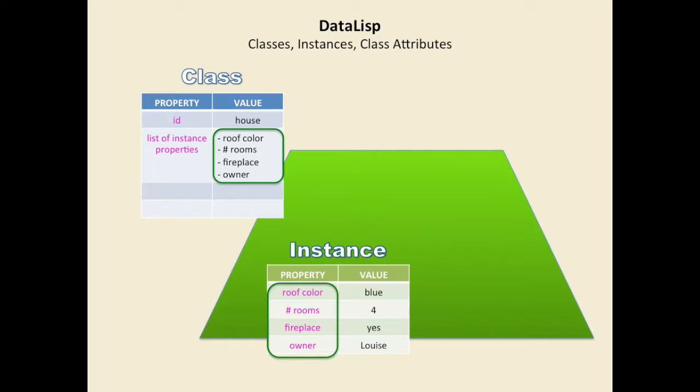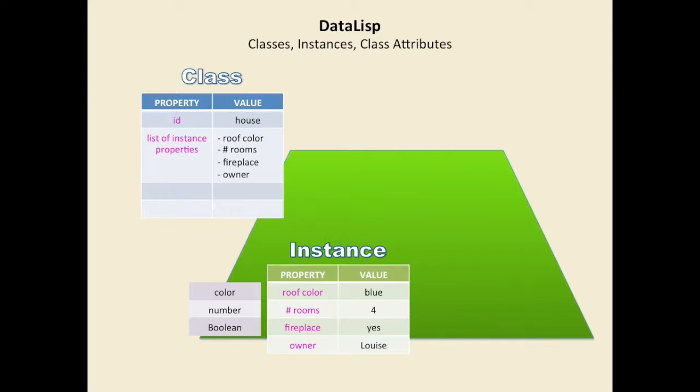Second, in what has been described so far, the values of the instance can be anything. We record that the color of the roof is blue, but we could very well write 145 or Saturn. Again, we realize that we should organize this. We should be able to indicate that the color of the roof must be a color, that the number of rooms must be a number, that the fireplace property value must be a boolean, that is a yes or no value, and that the owner must be a link to another object.